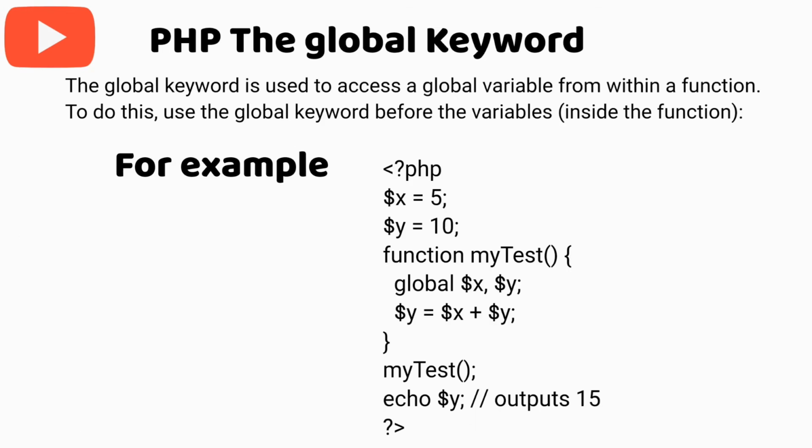PHP the global keyword. The global keyword is used to access a global variable from within a function. To do this, use the global keyword before the variables inside the function. Example. $x = 5; $y = 10; function myTest() { global $x, $y; $y = $x + $y; } myTest(); echo $y; // outputs 15. Try it yourself on your PC.